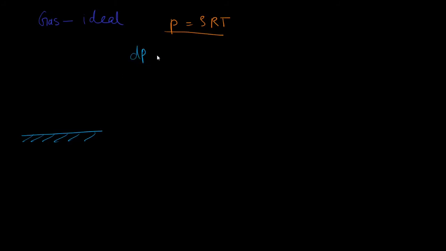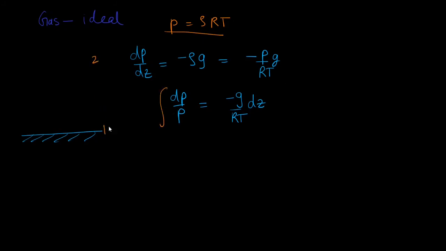So we have dP/dz is equal to minus rho times g, and this rho is now a function of pressure, so it is equal to minus P/RT times g. Therefore we can write dP/P is equal to minus g/RT times dz. Let us integrate from point 1 to 2.